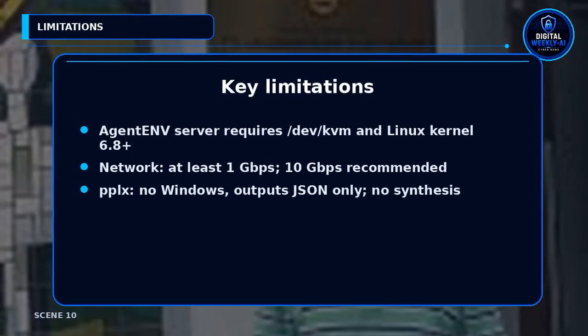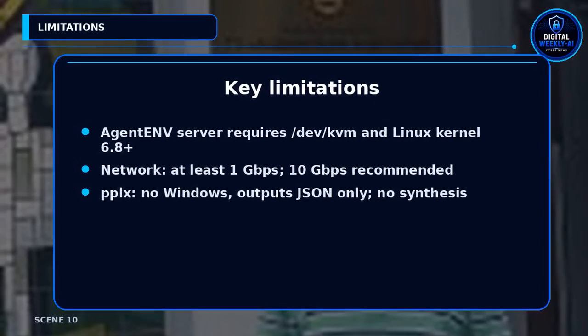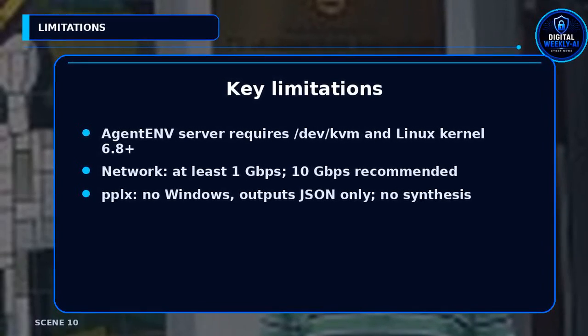Limitations are practical and operational. AgentENV server is Linux only and requires KVM and Linux kernel 6.8 or newer. P2P artifact transport is optional and disabled by default. For shared storage, the docs ask for at least 1 Gbps and strongly recommend 10 Gbps. Perplexity's pplx has no Windows build and does not synthesize final answers. The Anthropic tutorial uses Colab and synthetic data; production requires licensed data connectors and governance.